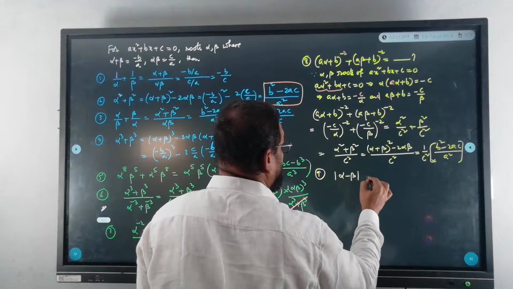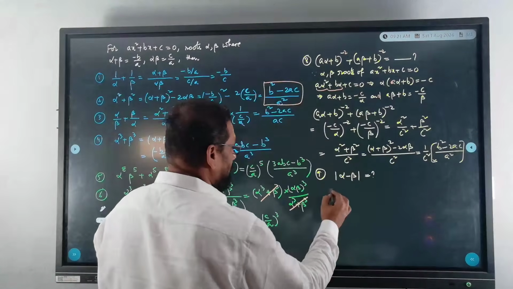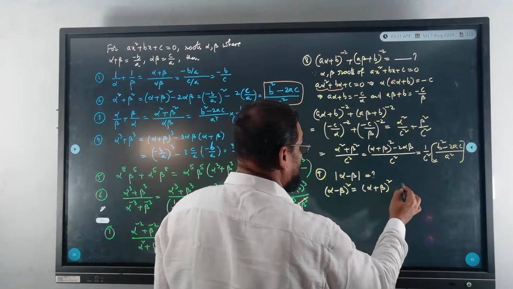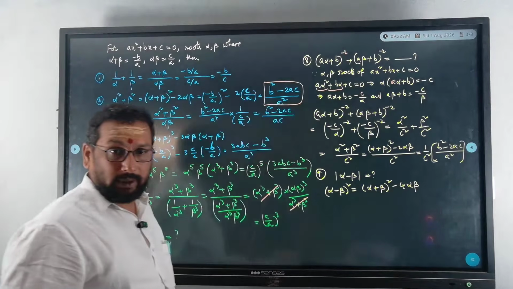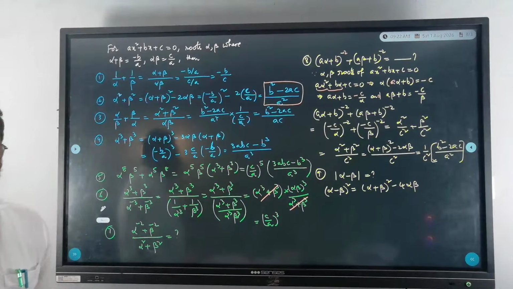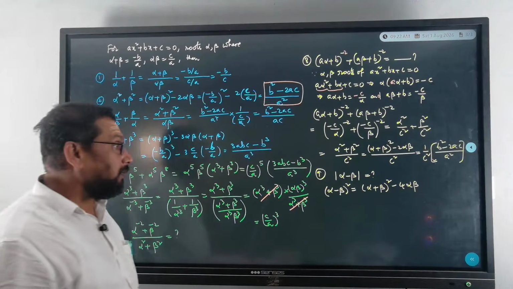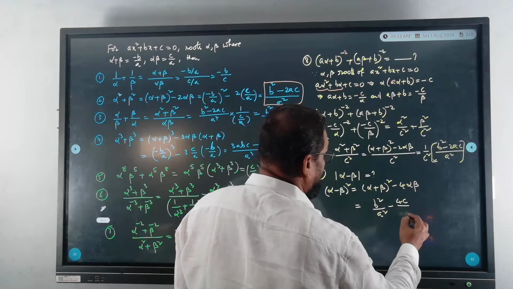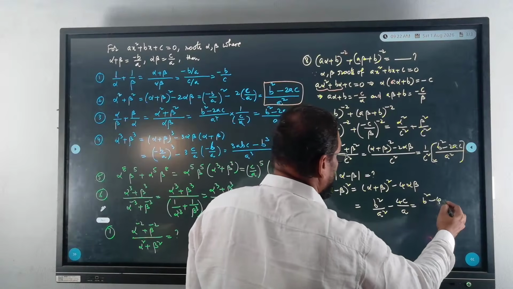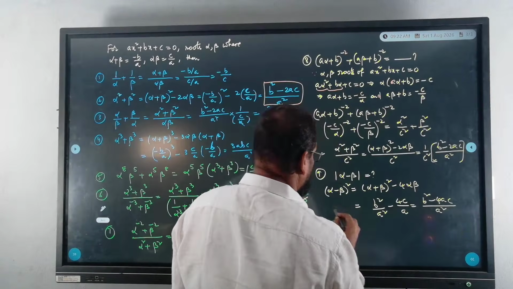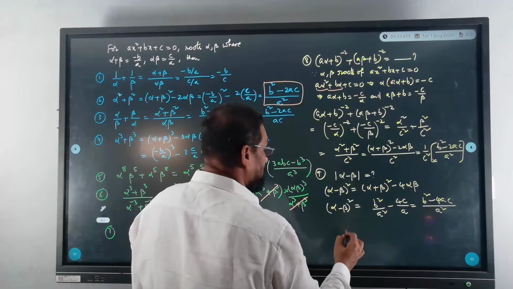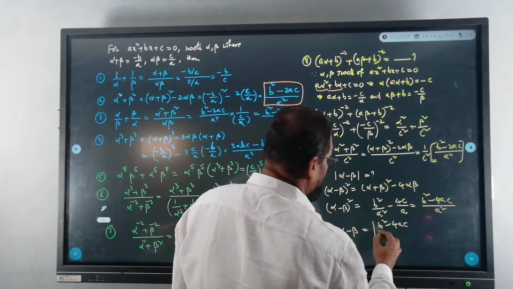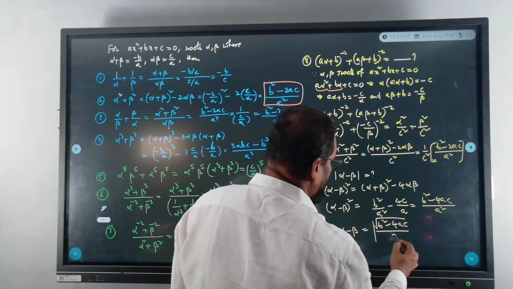Modulus of alpha minus beta is what? Alpha minus beta whole square is equal to alpha plus beta whole square minus 4 alpha beta. That's right, isn't it? a minus b whole square equals a plus b whole square minus 4ab. So this is b square by a square minus 4c by a. So b square minus 4ac by a square. This is all equal to alpha minus beta whole square. So alpha minus beta is equal to modulus of root of b square minus 4ac over root a square, which is a. That's correct.